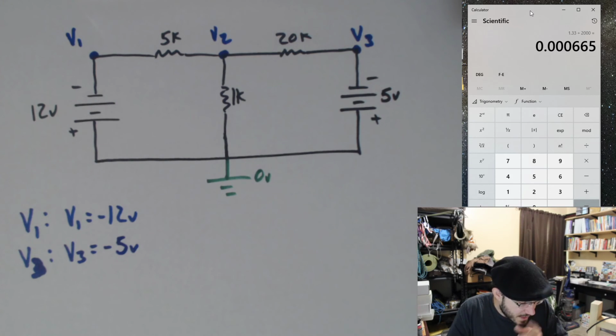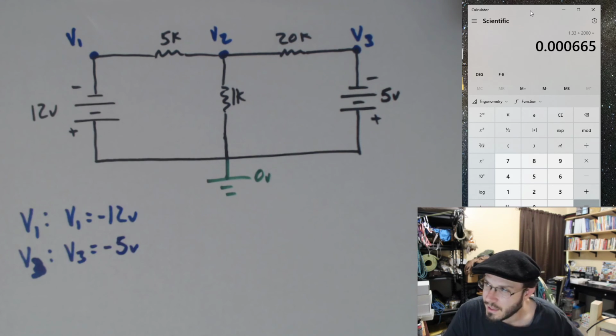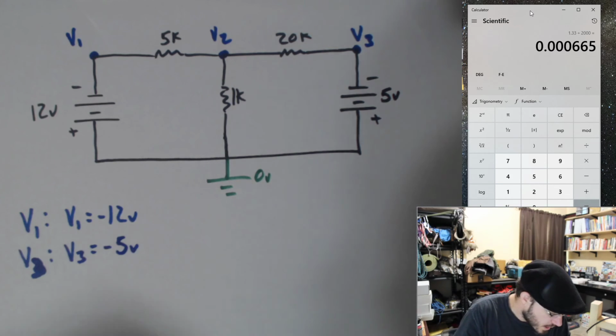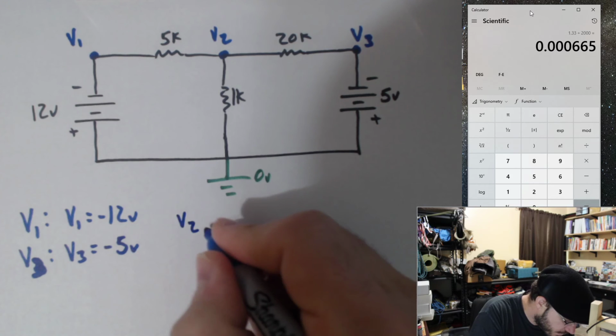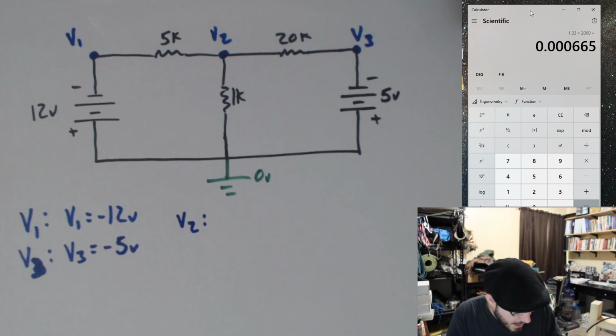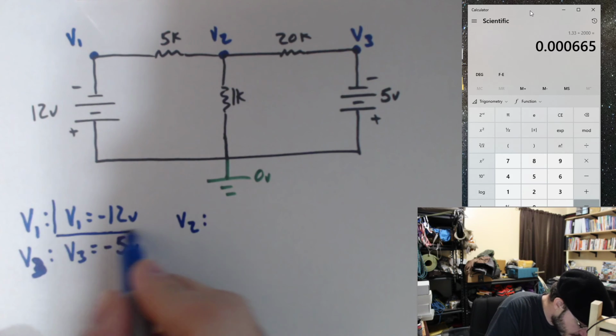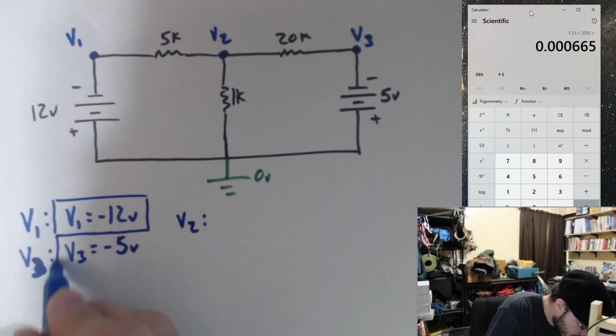Okay, let's get on to really the only elaborate one to write out, V2. So we'll start with V2. And to write out V2, let me box all these answers in.